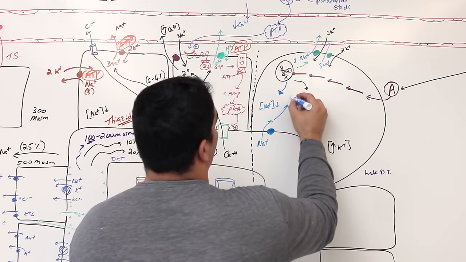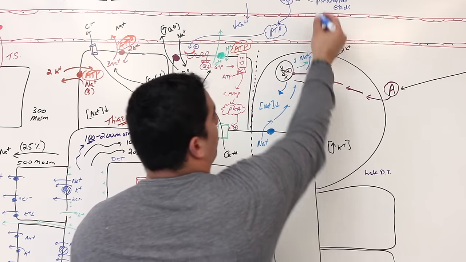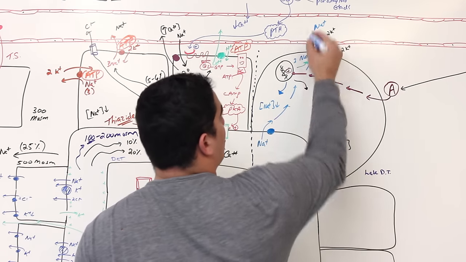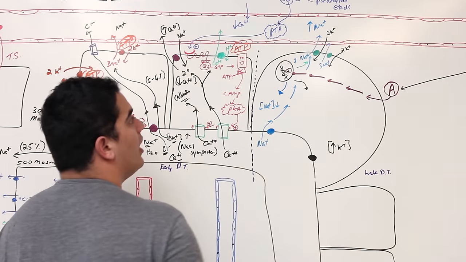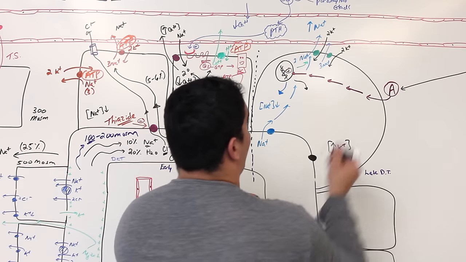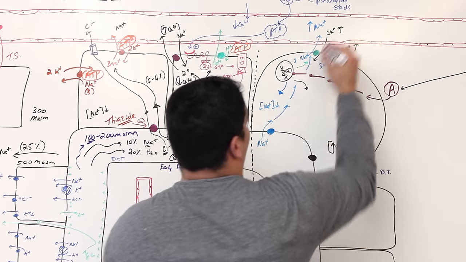As it gets reabsorbed, it's going to go out into the blood and bring more sodium ions into the blood. So the sodium ions within the blood are going to go up. But then the problem was that we had a lot of potassium in the blood. We had this hyperkalemia, right?